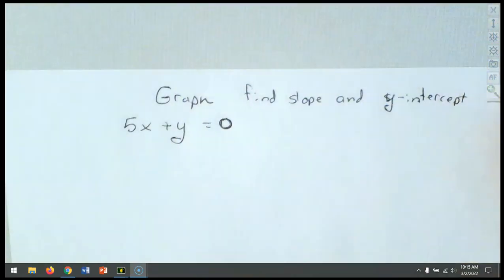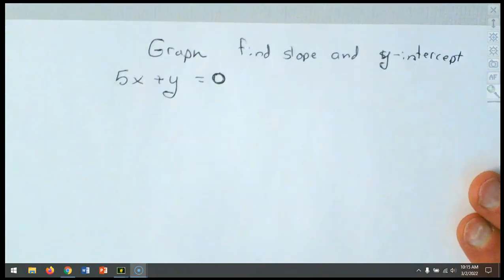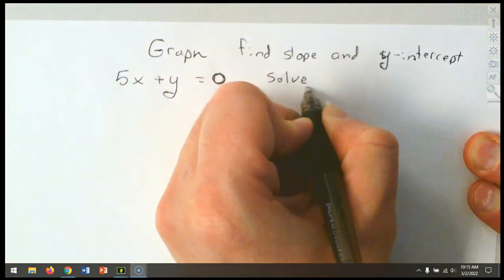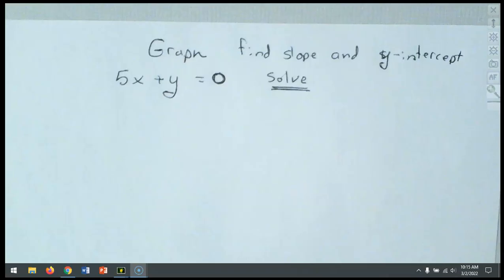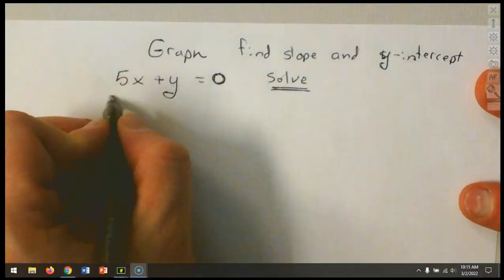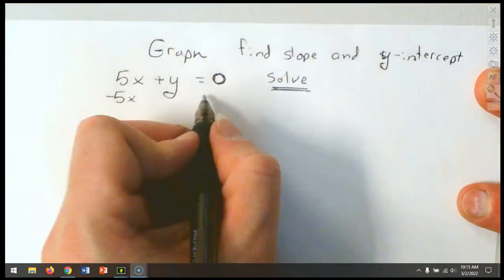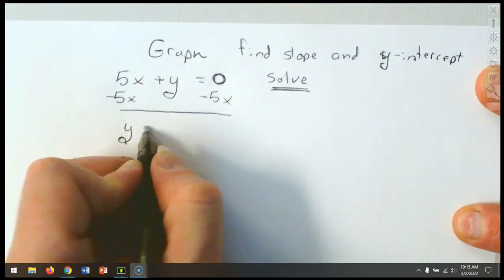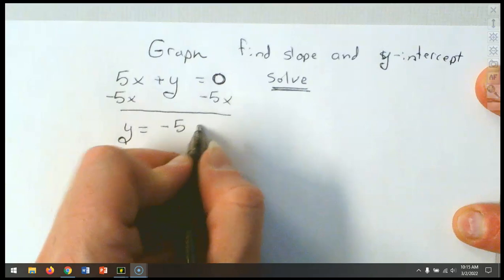So we're going to graph this line. We're going to find the slope and the y-intercept. So if it has not been solved for y, that is what we do. So if in doubt and you have an equation and you don't know what to do, chances are if you solve for y, that'll get you going in the right direction. So we're going to move that 5x over. And now we've got y equals a minus 5x.